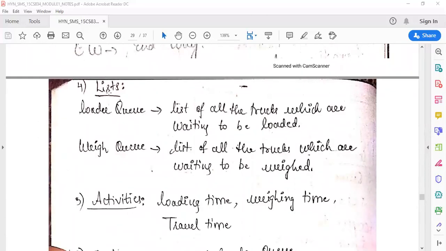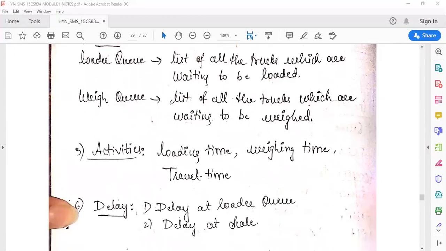Next we have the fourth component, which is lists. There are two types of list we are maintaining here, the loader queue and the weigh queue. The loader queue is the list of all the trucks which are waiting to be loaded. Next we have the weigh queue, the list of all the trucks which are waiting to be weighed.